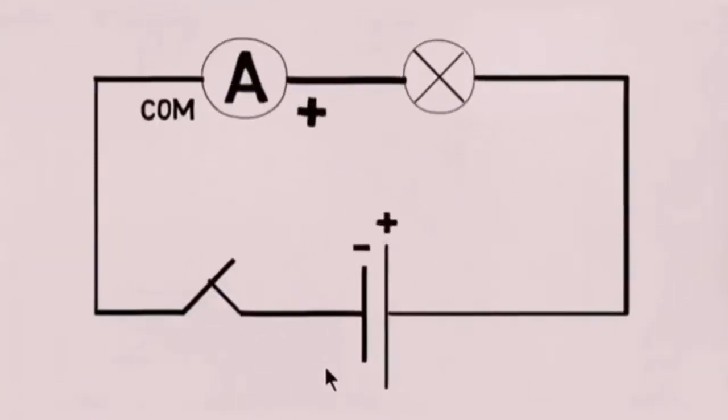This is the symbol of the dry cell, the negative pole and the positive pole. This is the symbol of the lamp. This is the symbol of the ammeter. This is the symbol of the closed switch, and these are the connecting wires. We put the COM terminal here because it's the side of the negative pole of the dry cell. And we put the positive terminal of the ammeter here because it's the side of the positive pole of the dry cell.